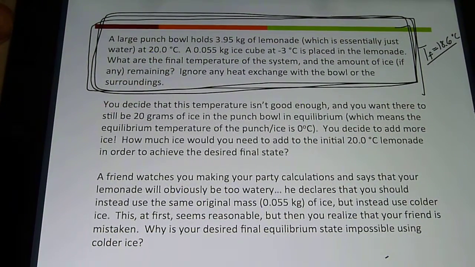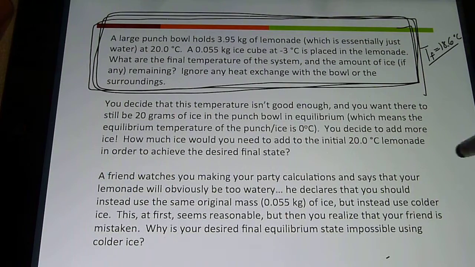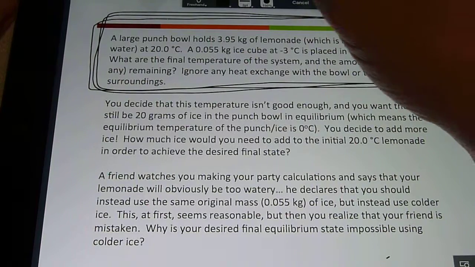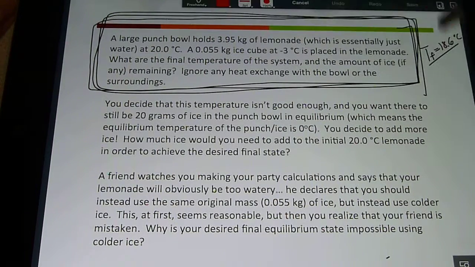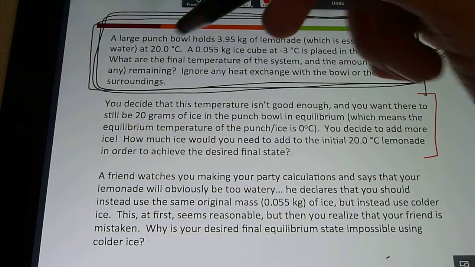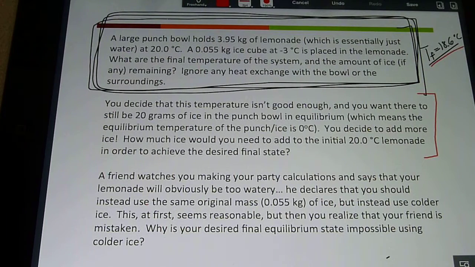I wanted to record a quick video or two going through these problems that I gave for extra credit. We started in class solving the problem that's in the box, dealing with some lemonade and some ice and determining that the final temperature of the lemonade after the ice melts was 18.6 degrees Celsius with this small cube of ice. Then we extended that problem and said, okay, let's say that we wanted to have 20 grams of ice remaining in the punch bowl in the final equilibrium state.